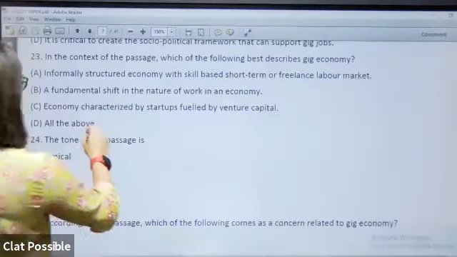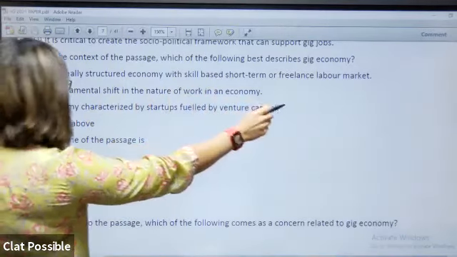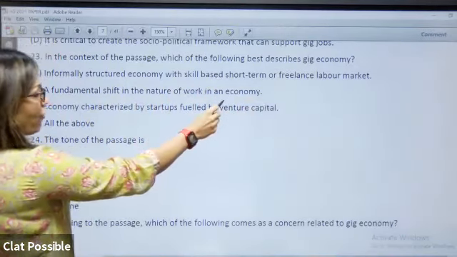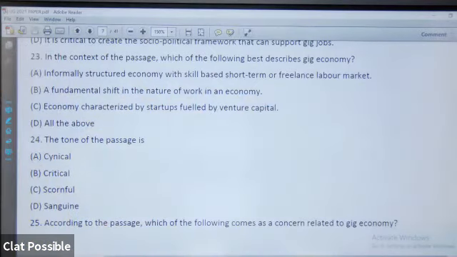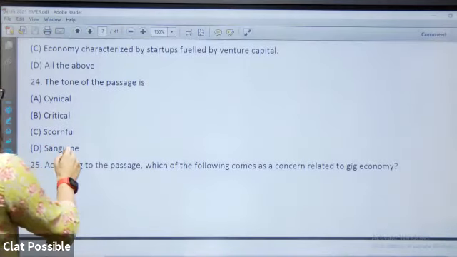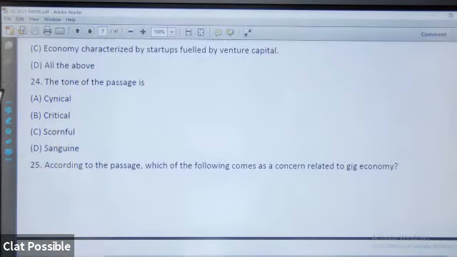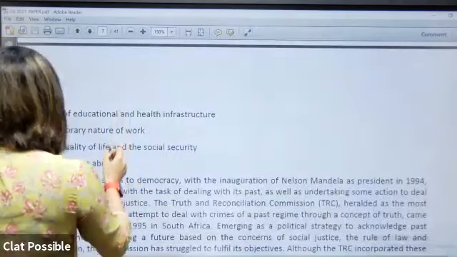In the context of the passage, the gig economy is a short-term or free labor market, the nature of work has shifted, and there are a lot of startups. So it will be all of the above. The tone of the passage is hopeful, as can be seen from the last line of the passage. Hence, the answer is D. And what is the concern?